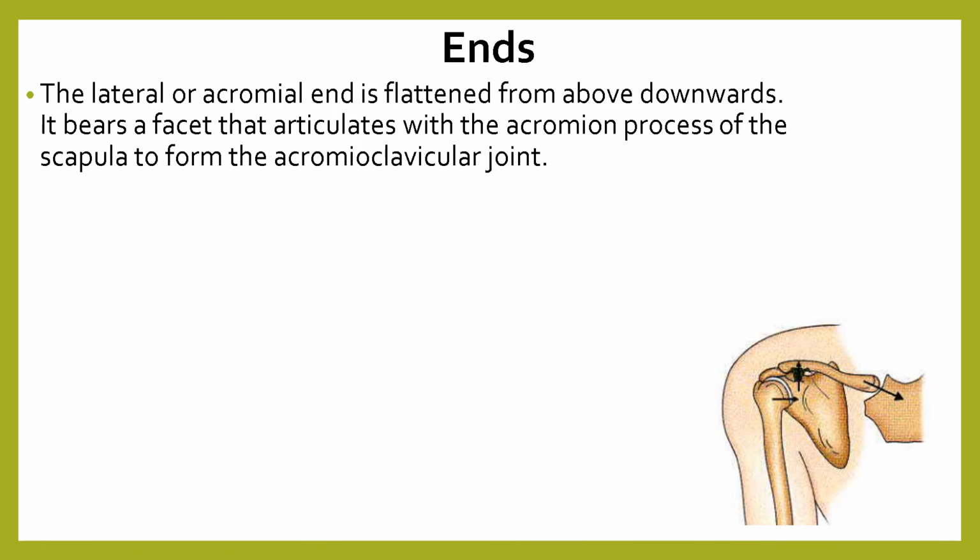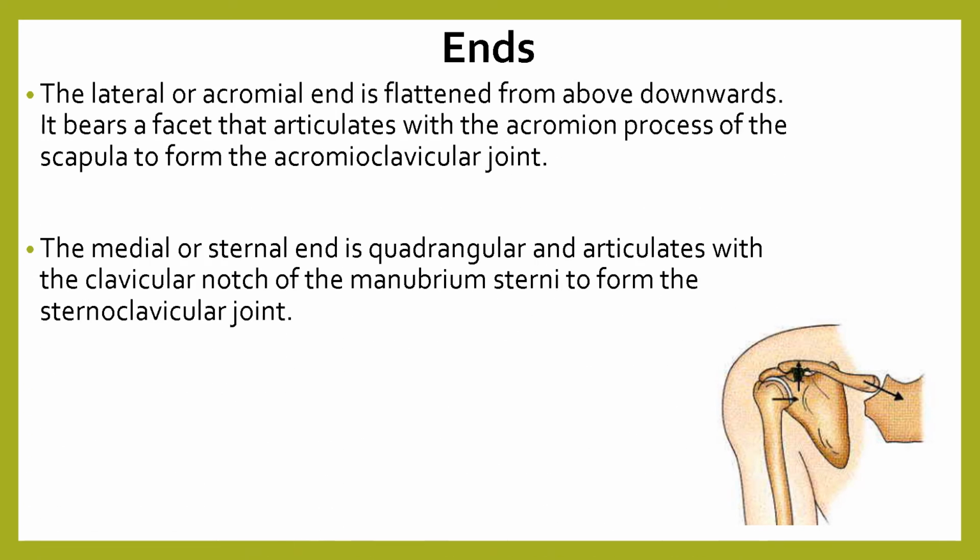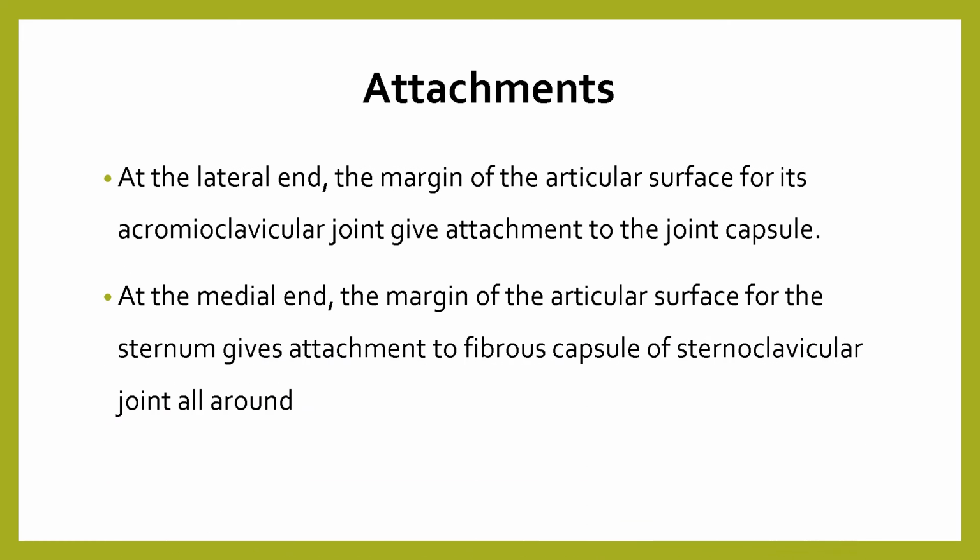And it has two ends: lateral end and medial end. Medial end articulates with the sternum. It is also known as the sternal end and forms the sternoclavicular joint. Lateral end articulates with the acromial process of the scapula, so forms the acromioclavicular joint. Attachment. Lateral end gives attachment to the joint capsule of the acromioclavicular joint, and medial end gives attachment to the joint capsule of the sternoclavicular joint.